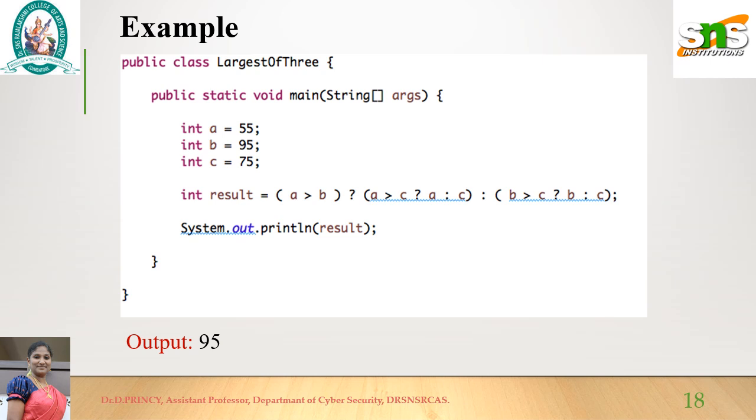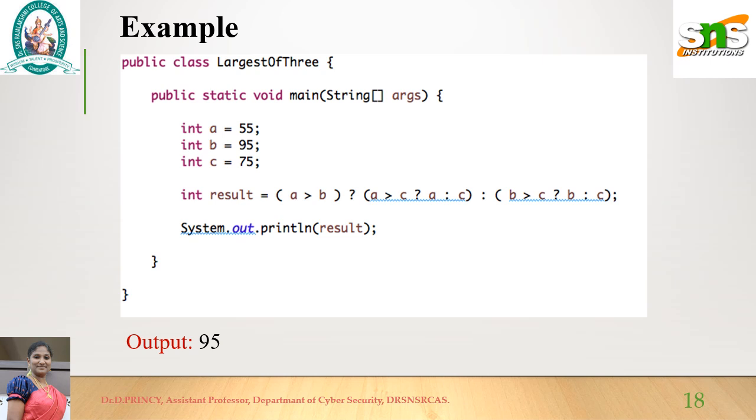So this is an example of the conditional operator. A equal to 55, B equal to 95 and C equal to 75. A greater than B is evaluated first. As per our values, 55 is not greater than 95. The condition returns the value false.